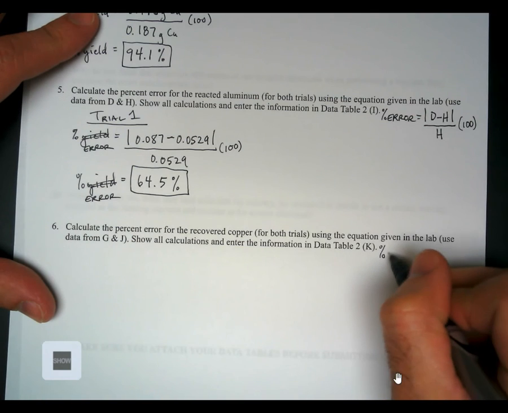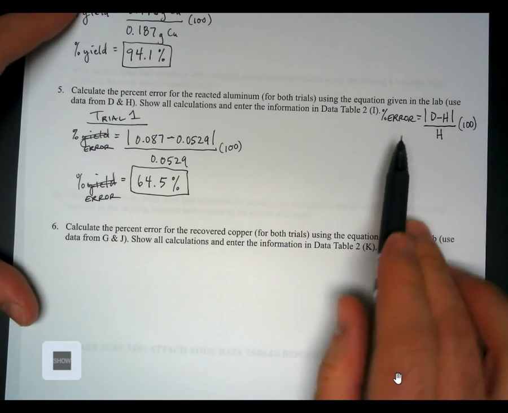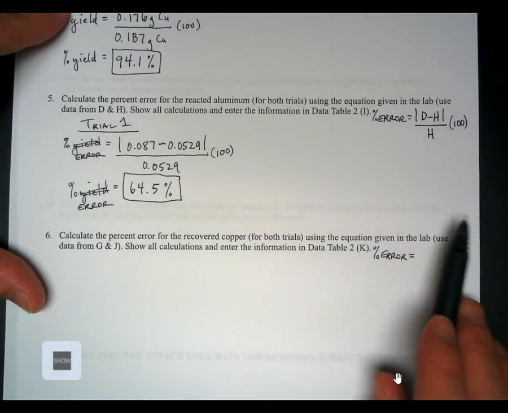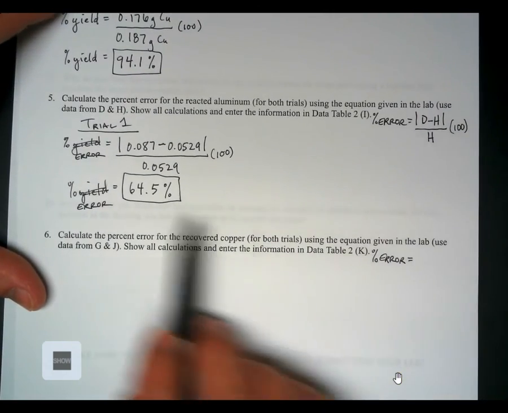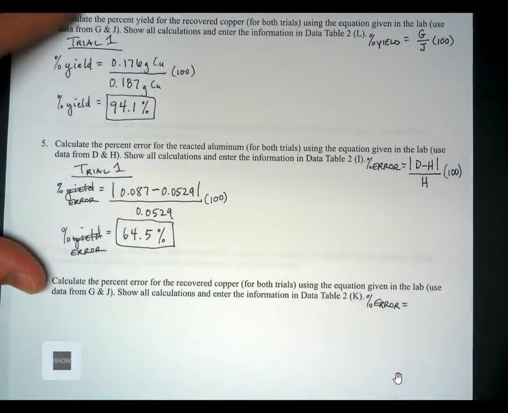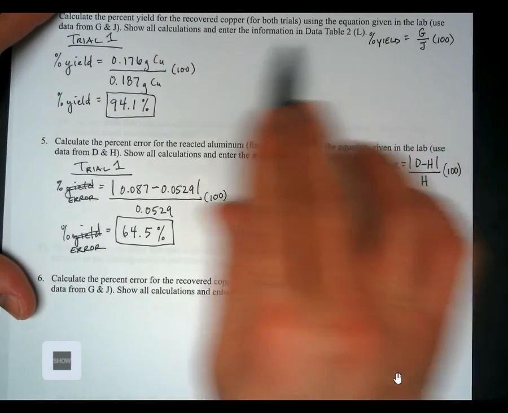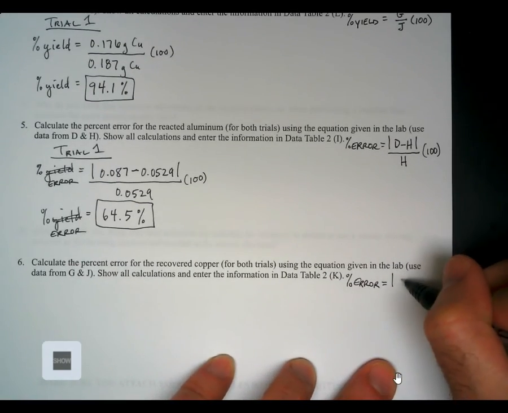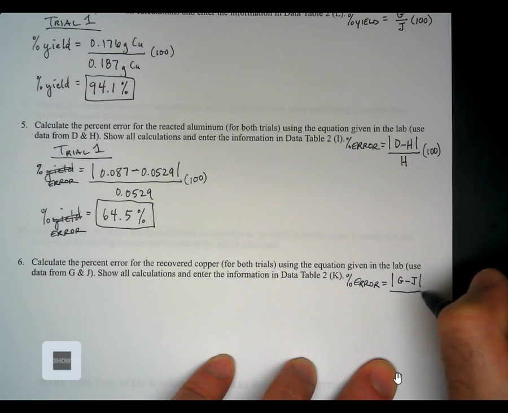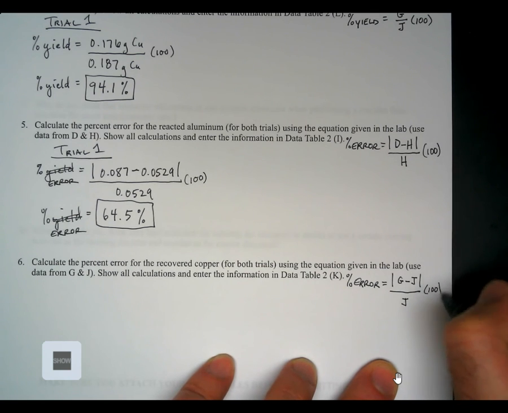And then number 6, you're doing the exact same thing except with the numbers for the copper. So percent error equals the actual minus the theoretical. If we look up in number 4, your actual is G and your theoretical was J. So it's going to be the absolute value of G minus J all over J, and then times 100 to get a percent.